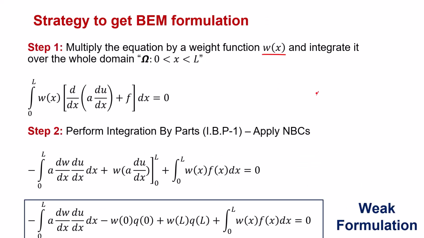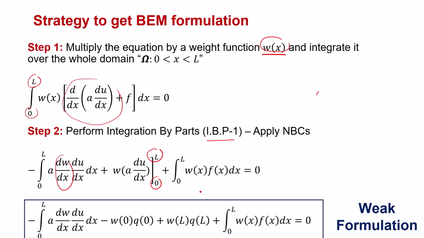To derive the boundary element formulation, we start from the strong form of the governing differential equation. In step 1, we multiply the equation by a weight function called w(x) and integrate it over the entire domain from 0 to L, as you can see here. This gives a general domain integral form of the problem. In step 2, we apply integration by parts or IBP. This step transfers the derivative from the displacement u to the weight function w and introduces boundary terms at x equal to 0 and x equal to L.